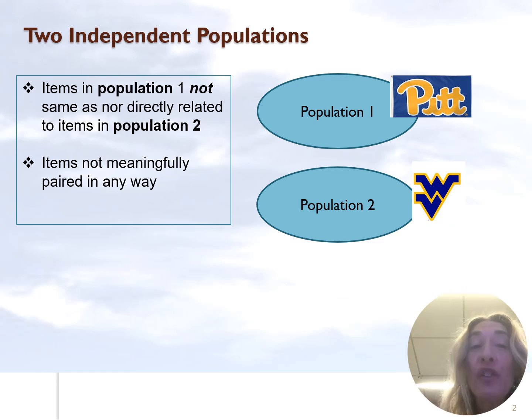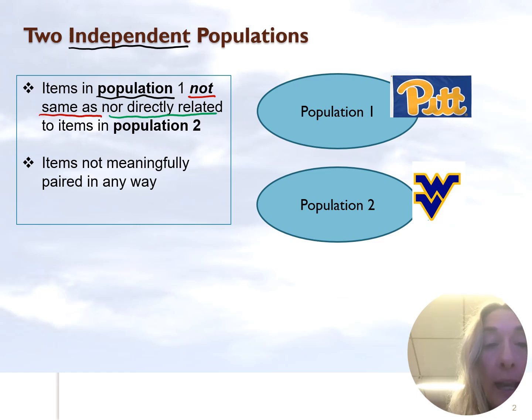Okay, so let's first talk about two independent populations and how that's defined. For populations to be independent, the items in population 1, or the first population, are not the same as, nor directly related to, the items in population 2, or in the second population. In addition, the items are not meaningfully paired in any way.